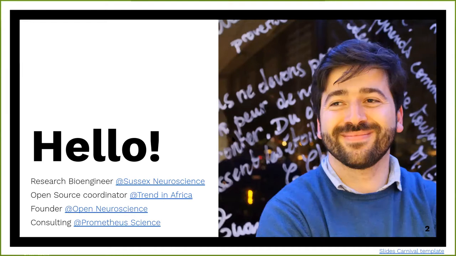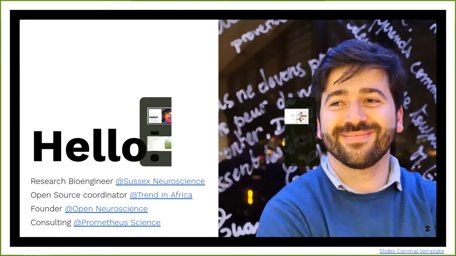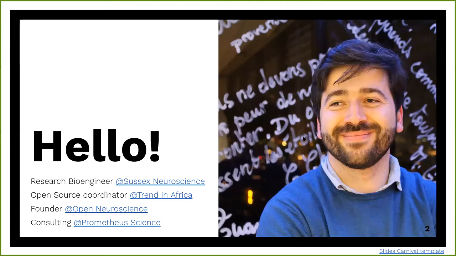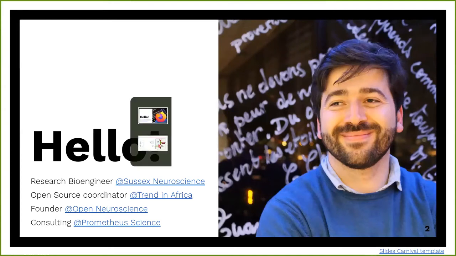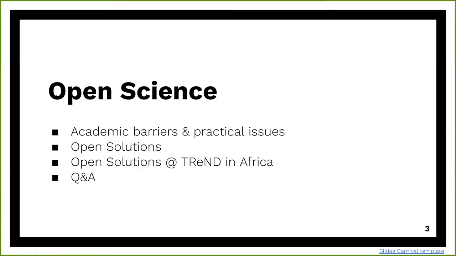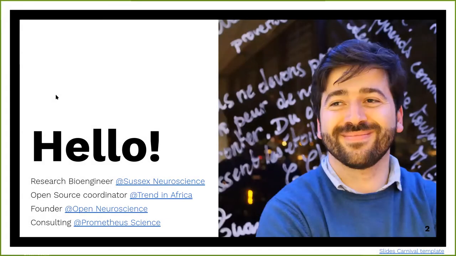Basically, I get to build tools for a living, research tools so that researchers can have a better or an easier time doing their own research. I'm also the open source coordinator at Trend in Africa, which means I'm trying to contribute to the NGO by sharing what we do at the university, but also running courses and trying to teach people how to use open source tools like we're doing today. I'm also the founder of Open Neuroscience, which is an open repository for open source neuroscience projects. And I do some consulting in a company called Prometheus Science. All of these are links. You can find them in the presentation, in the link that I shared.